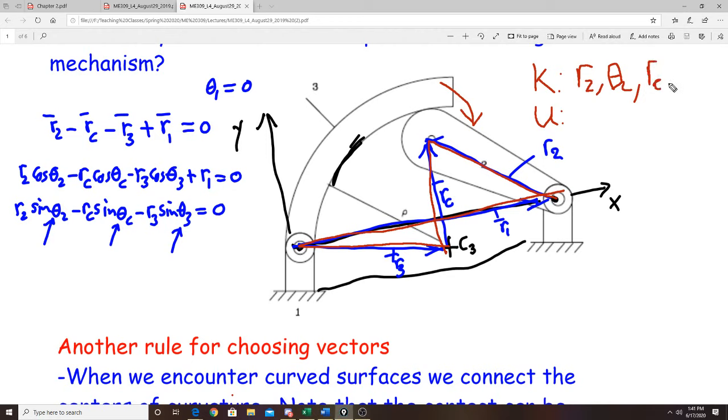So RC is correct. And we then had R1, which is also correct because it is connecting two grounds, right? Two grounds connected, they're never moving, therefore R1 is correct. Anything else? RC, R3. Do you think R3? Are you sure, Jackson?